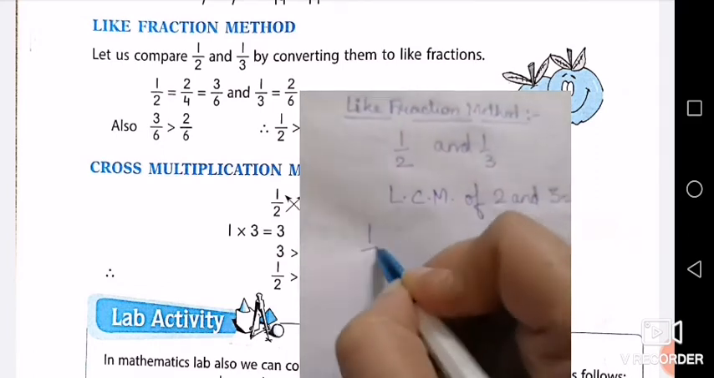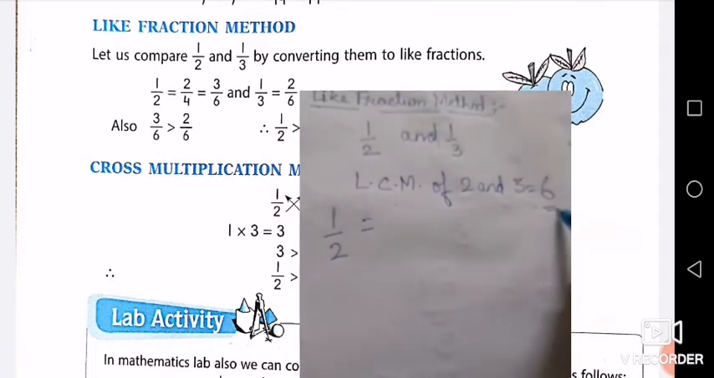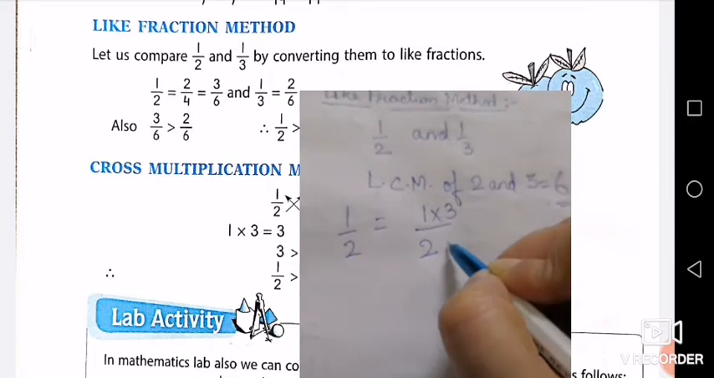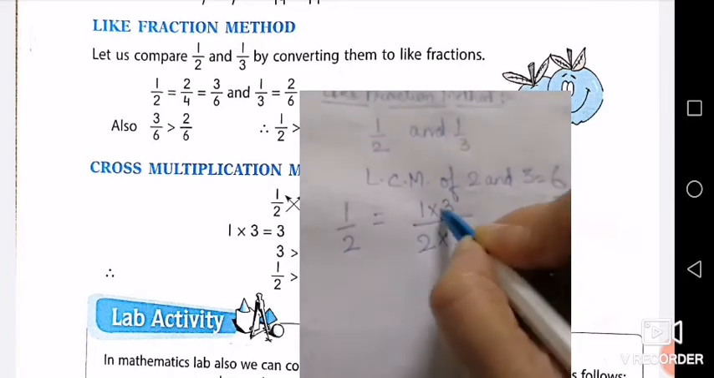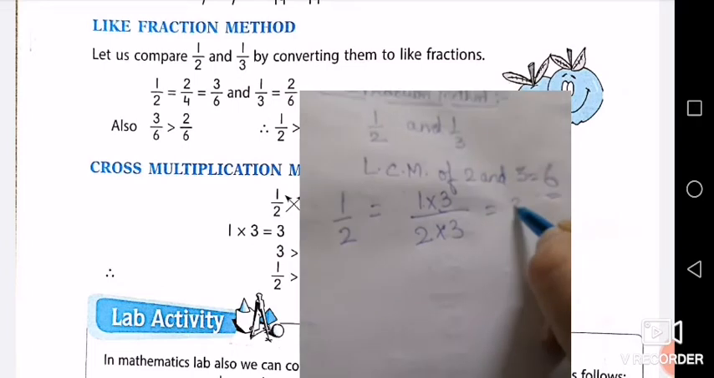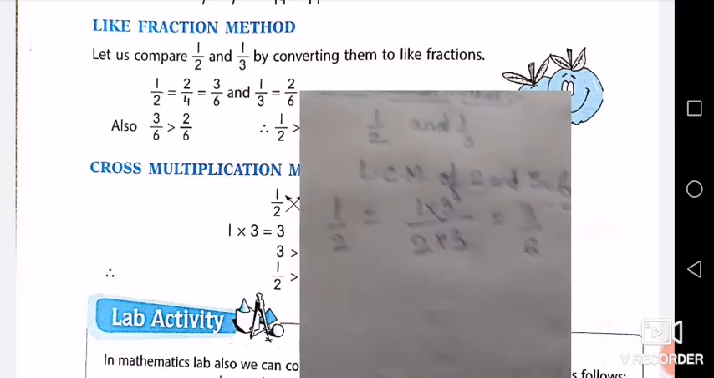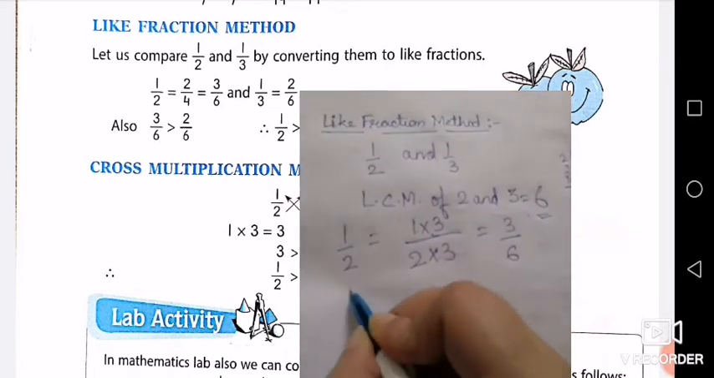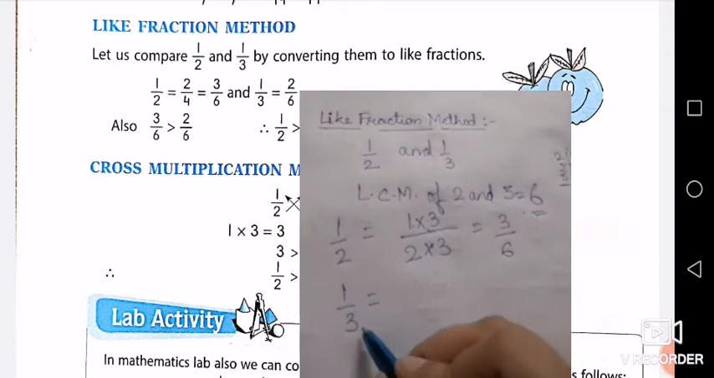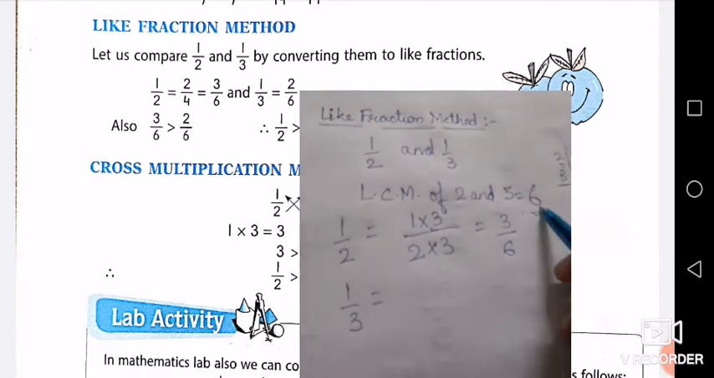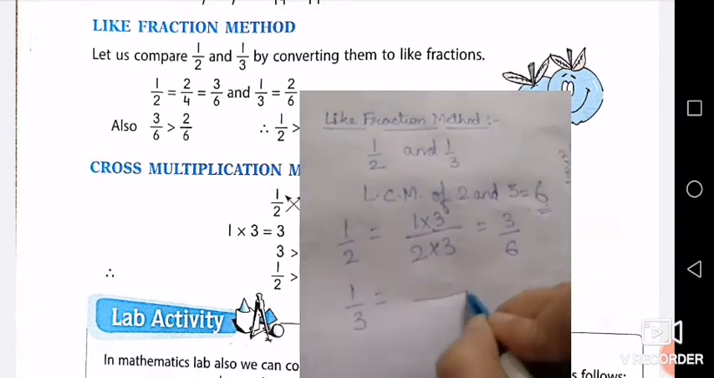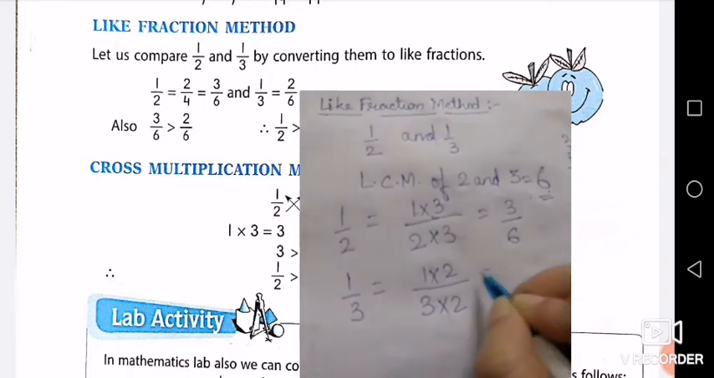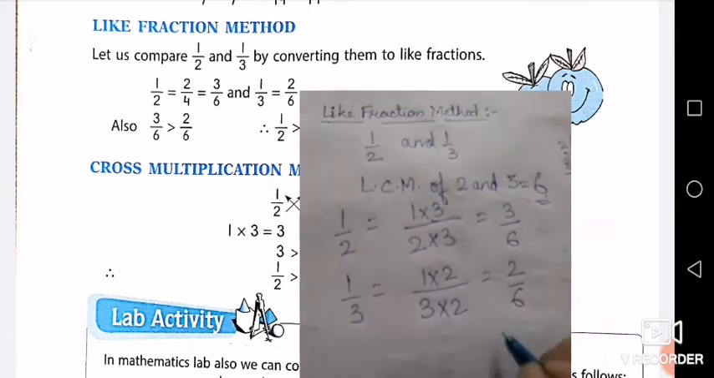So 1 by 2 can be written with a denominator 6. How? If 1 by 2 is multiplied by 3 in its numerator also and in its denominator also, it will become 3 by 6. Now come to the next, 1 by 3. Now 3 can be made 6 by multiplying it by 2. So we will multiply 3 by 2. Now 2 by 6 will be the total here.